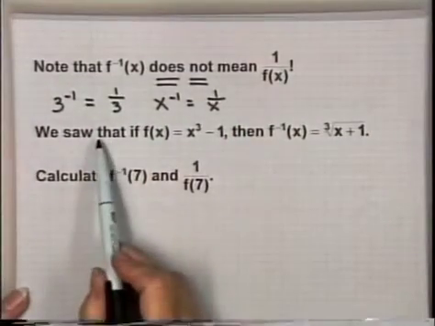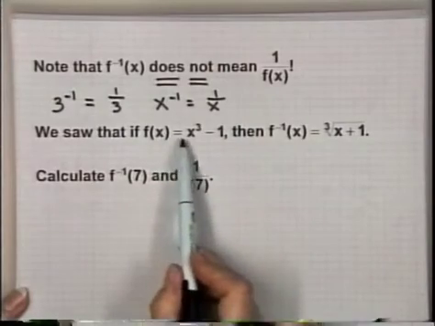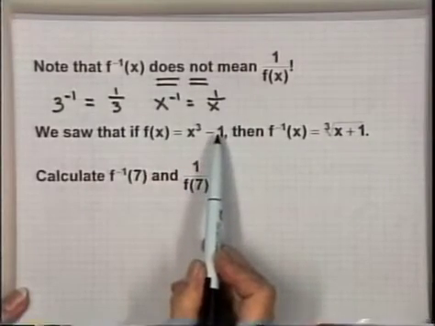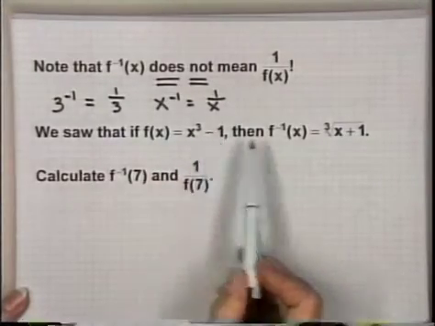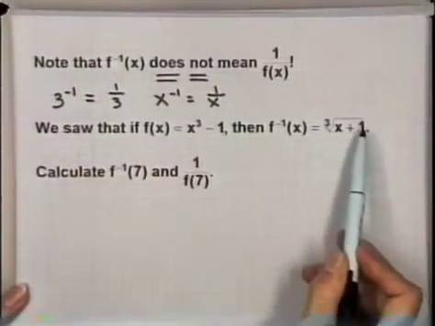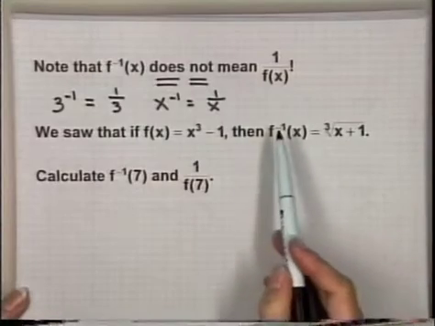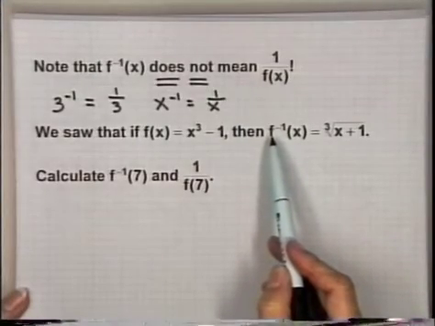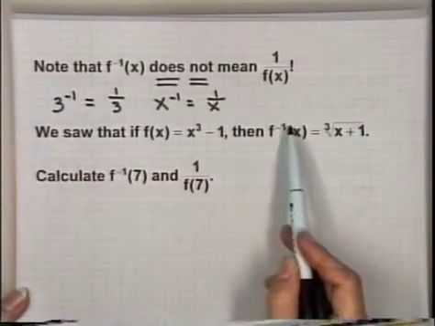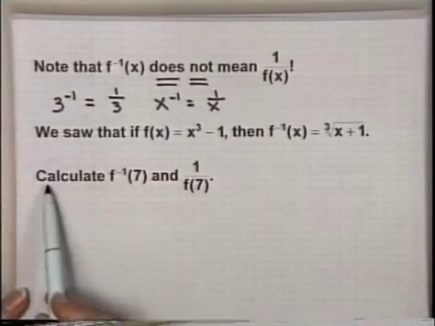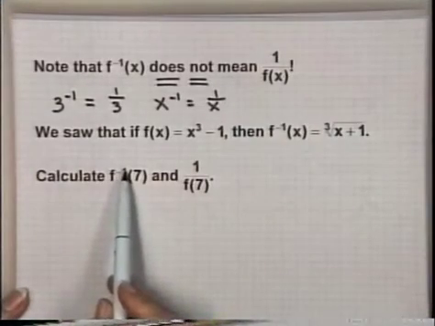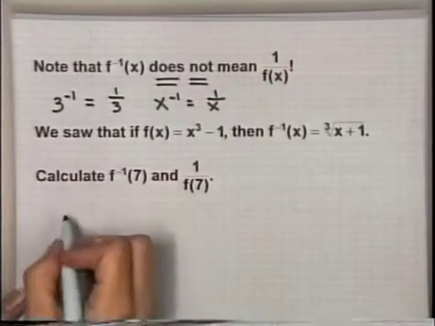A moment ago, we showed that if f of x was x cubed minus 1, and g of x was the cube root of x plus 1, that they were inverse functions. You'll notice here I've just replaced g of x with this notation f inverse of x. We're going to calculate f inverse of 7.